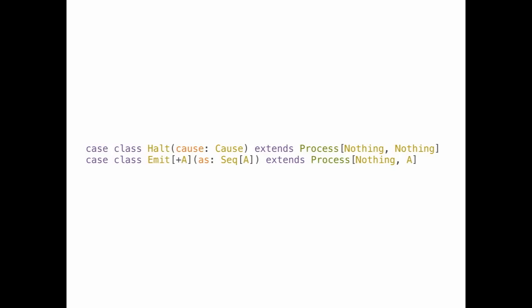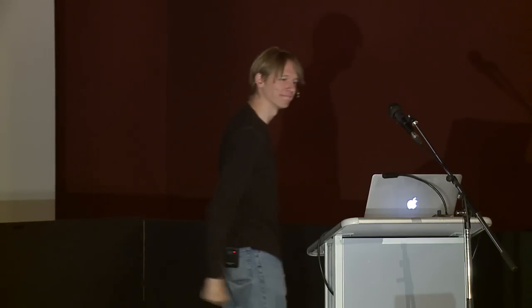Emit is where you get data from. This is where you get elements. It's how you produce things, and you emit a chunk of elements represented by a Seq, because efficiency.